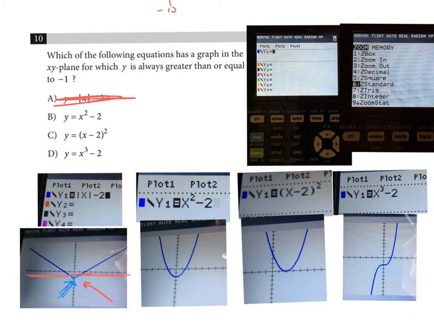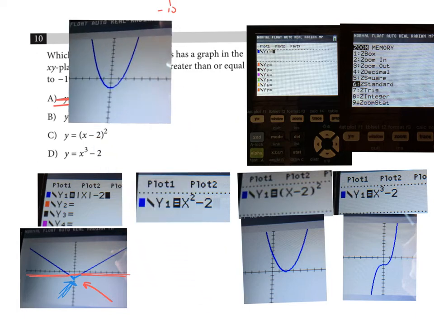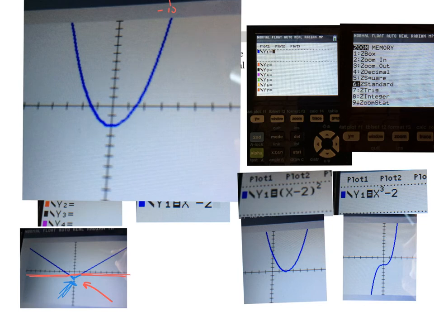Look at this second graph, x squared minus 2. If you look at that one, again, here's negative 1 on the y-axis, so here's the line y is equal to negative 1.